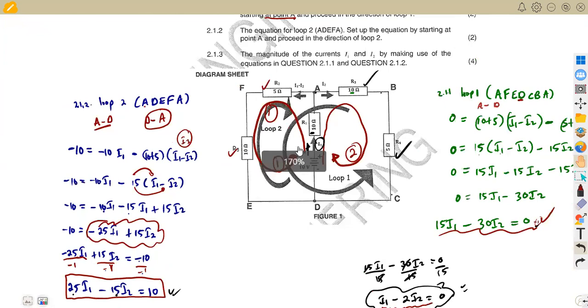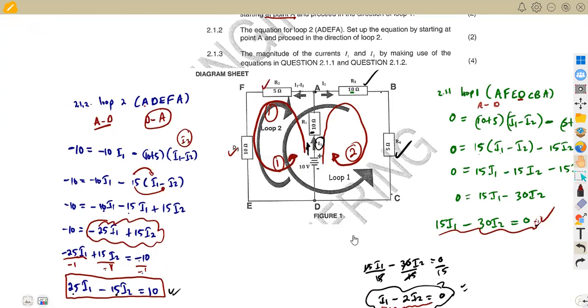That's why I told you to try working out with loop 1 and loop 2. If you have challenges working with loop 1 and loop 2 to have the same answers, let me know so that we can work it together. I formulated the equations before, so just work from those equations and solve for I1 and I2.